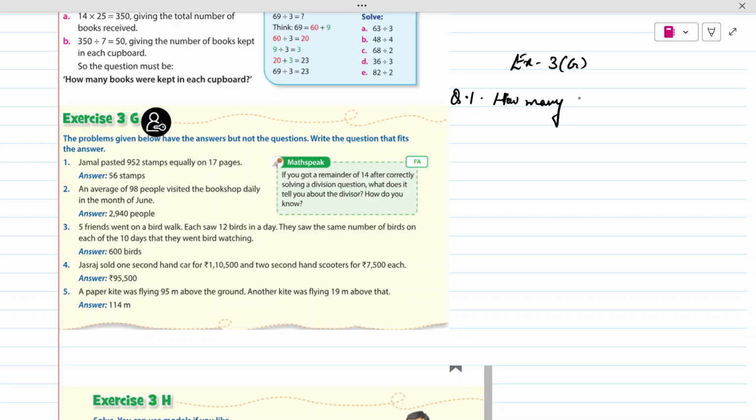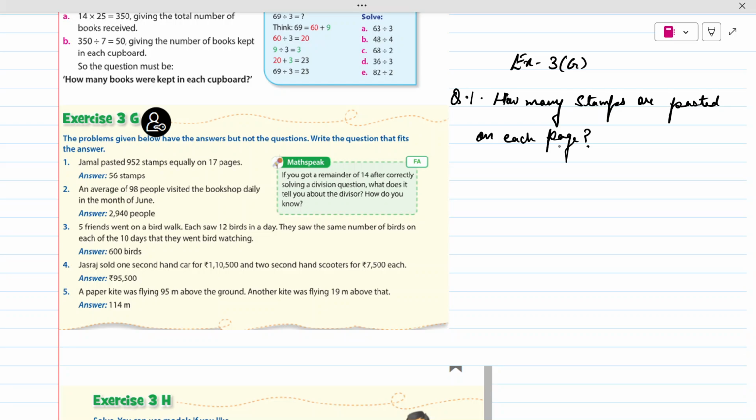how many stamps are pasted on each page. Okay, so this is the next part of the question.